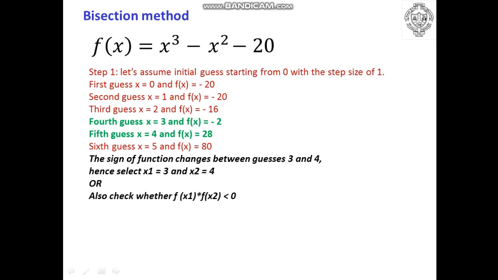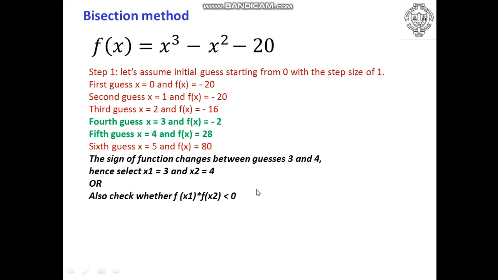Or what we can do is, we can check with the other statement, that f of x1 and f of x2, the multiplication of these two, must be less than 0. So if you multiply 28 with minus 2, which is obviously less than 0, hence the initial guesses x1 as 3 and x2 as 4 are correct.